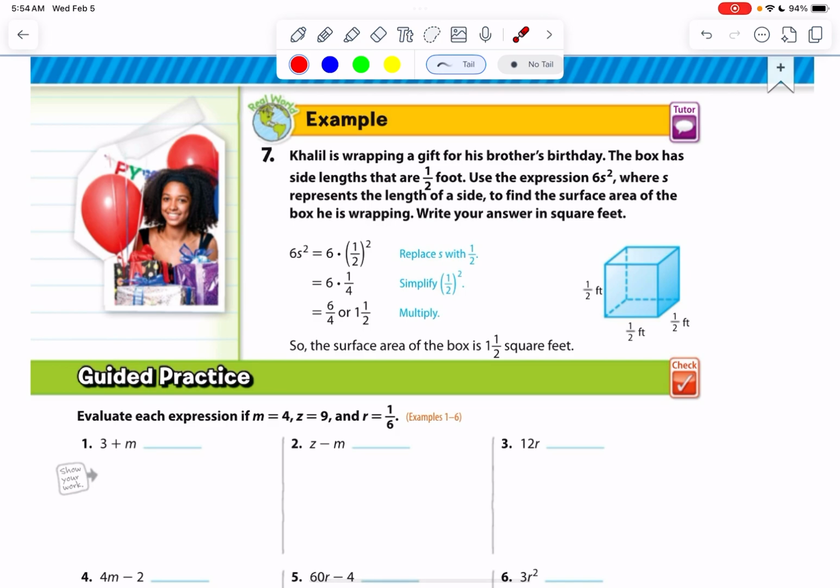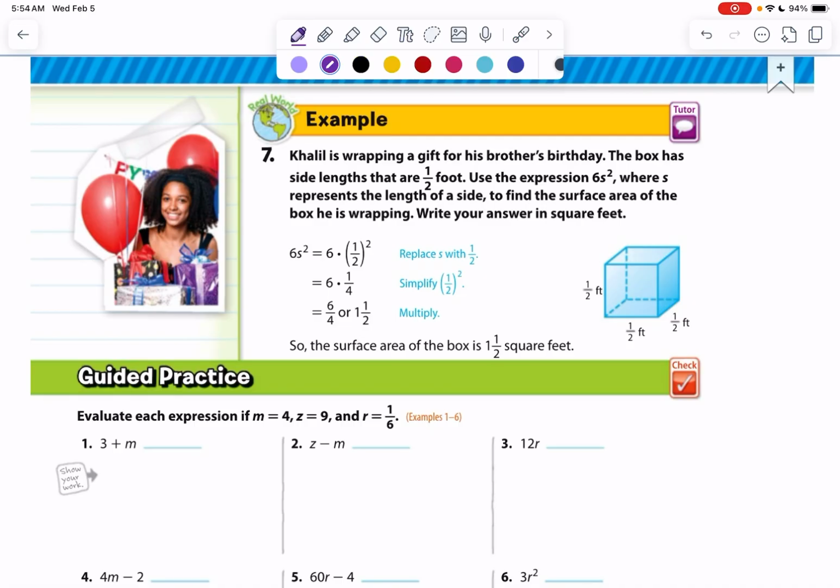All right, I'm going to backtrack a little bit, okay? Because they're talking about surface area. We've talked a lot about volume. We find volume by doing length times width times height. Surface area means that we need to know the area of every face added together. So let's think about area.